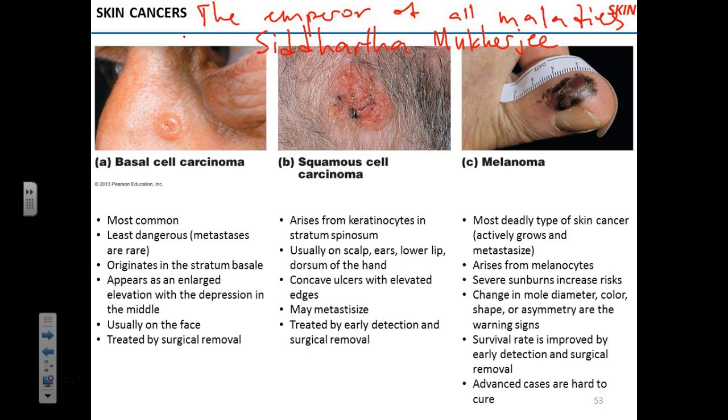I don't think so. No. I mean, I doubt it. Yes. Malady, Mukherjee.